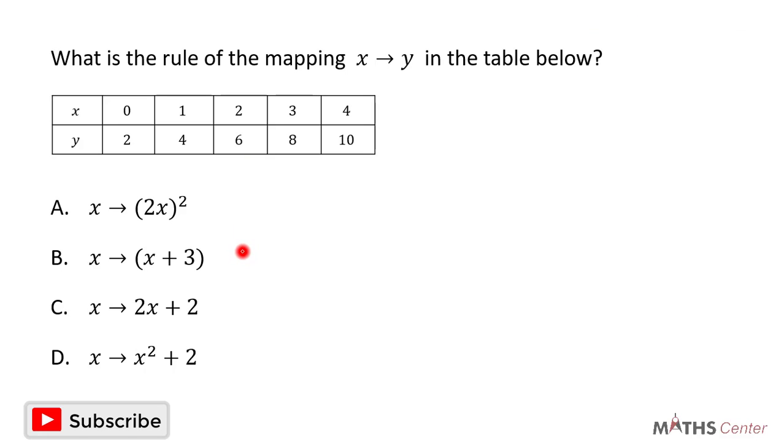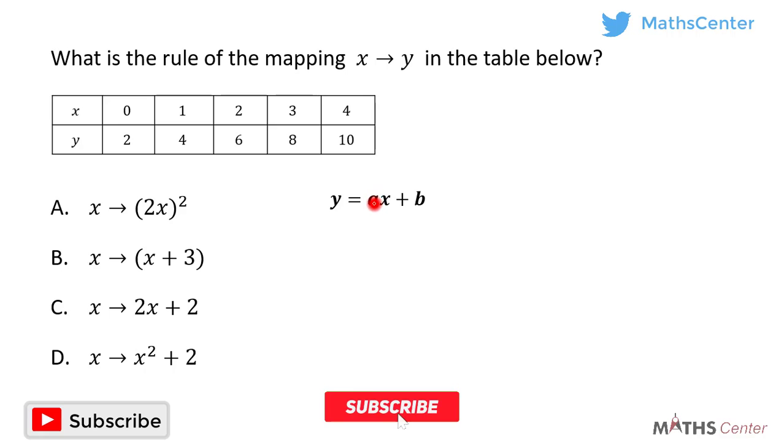This is a multiple choice question, and so we will solve the question, and after that we will pick the correct option. If you look at the values in the table carefully, you can see that the difference between consecutive x values is the same, and the difference between consecutive y values is also the same. This means that the mapping we have here is a linear mapping. And if it's a linear mapping, then the rule is of the form y is equal to ax plus b. With this, we can take any two sets of values in the table and substitute them into this equation to get the values of a and b, which will in turn give us the rule of the mapping.